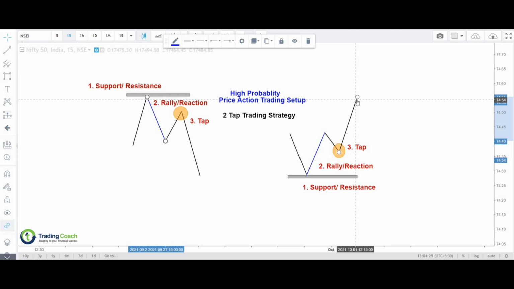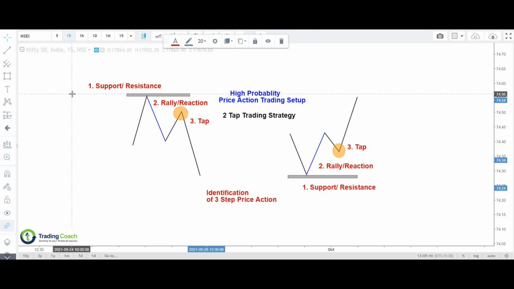In this two-tap trading strategy, we will try to get our entries exactly around the tap. We will wait for the market to react. We will see how the prices are responding at the support and resistance. But right after that response, when we see a tap over here, when we see the third stage, that is where we are going to take our entries. As I said before, this is a high probability trading strategy.